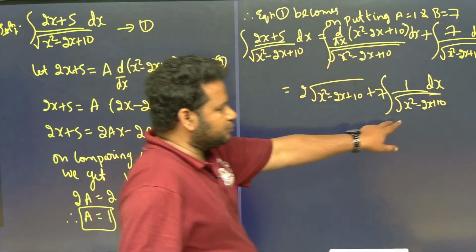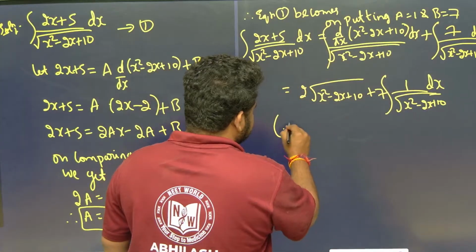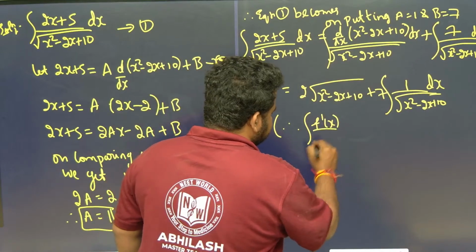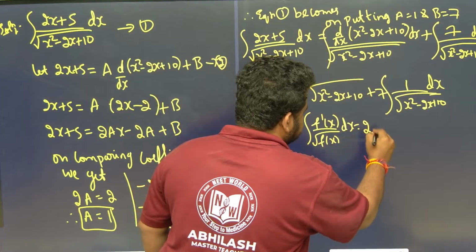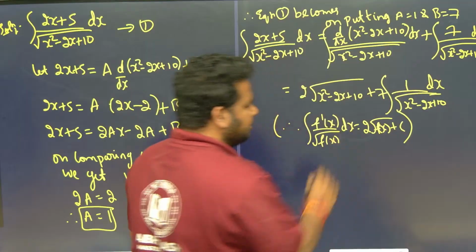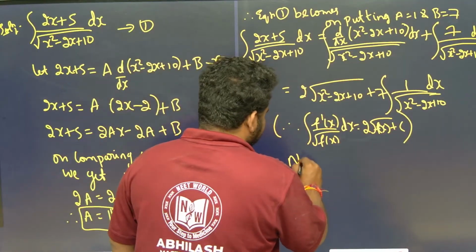So this again we have to do the completing the square method. Here we have to write the reason. Therefore, very important, integral of f dash of x by square root of f of x dx is nothing but equal to 2 times square root of f of x plus c. This is the reason you have to mandatorily write it. Then only you will get the marks here. Okay. Now let us take this.